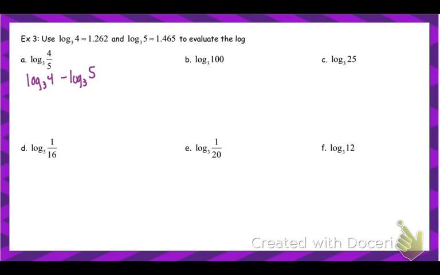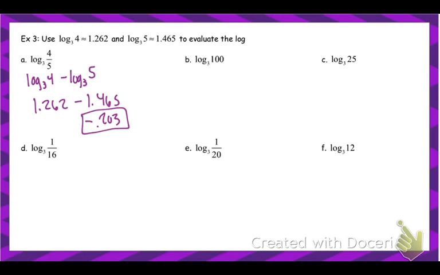So then what I can do, I know log base 3 of 4 is 1.262. Log base 3 of 5, 1.465. And then from here, I can go ahead and evaluate this. And that's going to give me a negative 0.203. Now, if you were to actually evaluate this log with a calculator from the start, you would get that same answer, just a longer, more accurate decimal. This is kind of the rounded version.